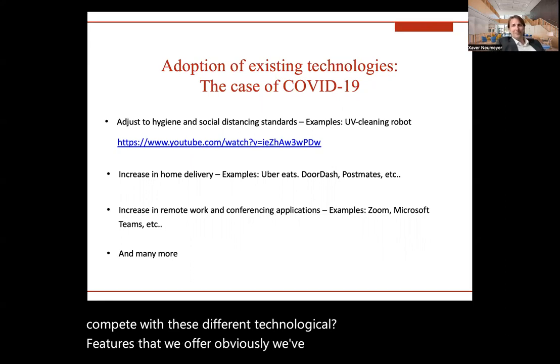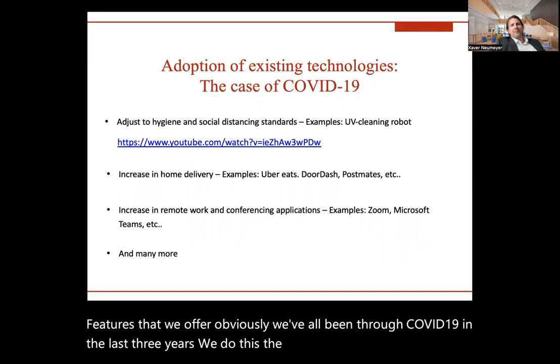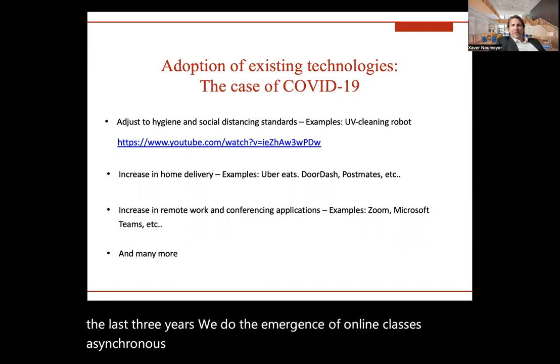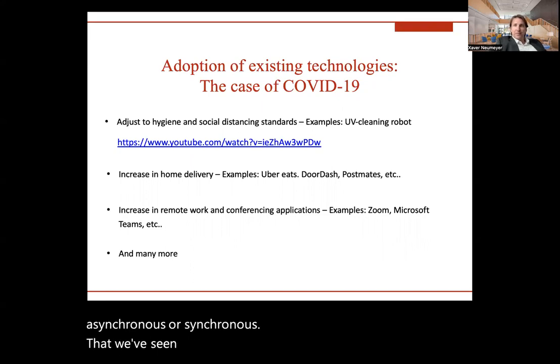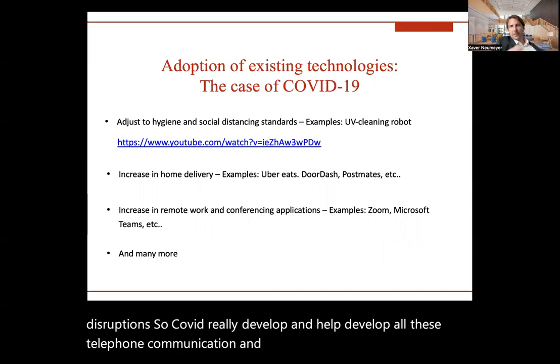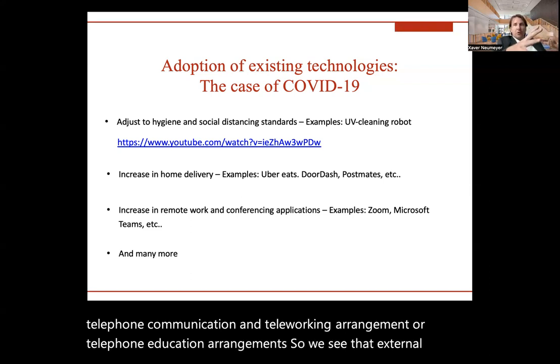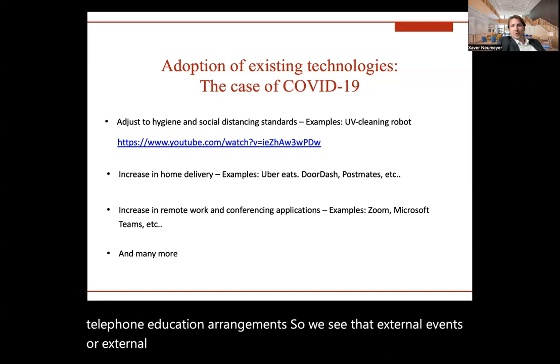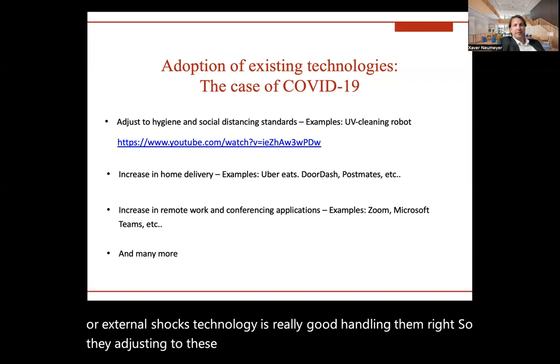We've seen the emergence of online classes, asynchronous or synchronous, that we've seen these external events create these disruptions. So COVID really helped develop all these communication and teleworking arrangements or tele-education arrangements. So we see that with external events or external shocks, technology is really good at handling them, right? In adjusting to these external shocks, technology can help us do this really well.